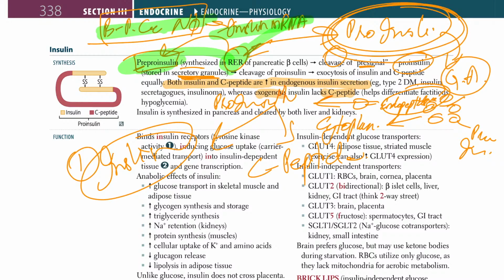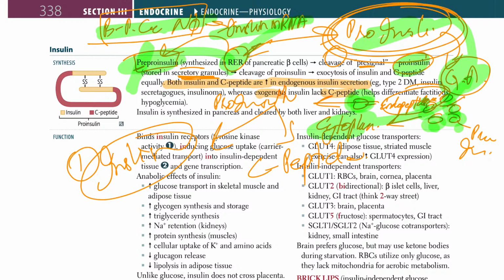And for that pre-signal, there is going to be a cleavage. The RER, which is the rough endoplasmic reticulum, will cleave the signal peptide, which is the pre, leading to formation of just the proinsulin. That proinsulin will go into the Golgi apparatus, and all the Golgi is doing is packing that proinsulin. It's going to pack it up in these secretory granules and send it to the cytoplasm. Now, within the secretory granules, these small granules, we have an enzyme.